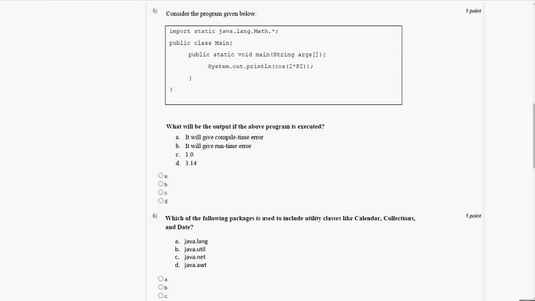Coming to fifth question, they have given us a piece of code and they are asking the question, what will be the output if the above program is executed? So the fifth question answer is 1. That is option C. So mark option C as correct answer for fifth question.